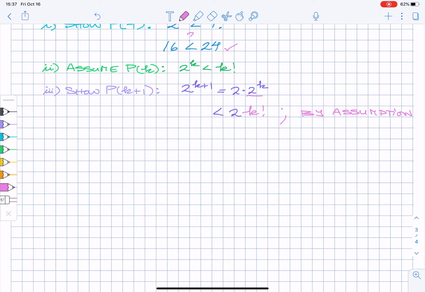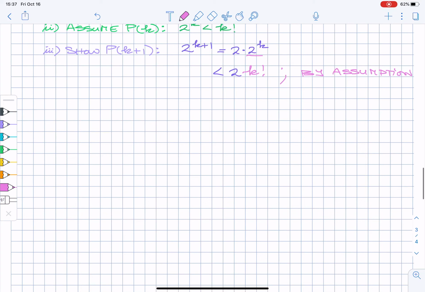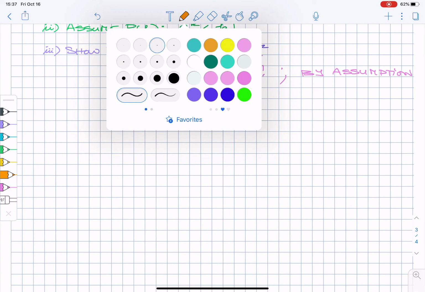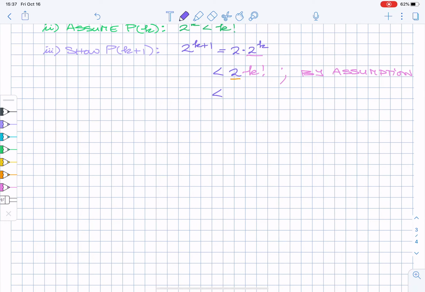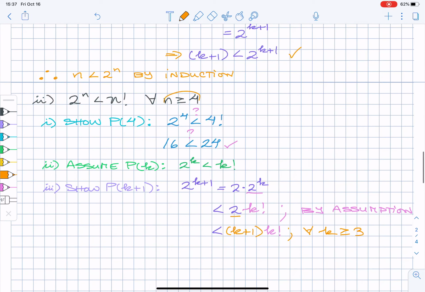And my goal is to get where? So my goal is to get to k plus 1 factorial, right? Okay, well, how does 2 relate to k plus 1? Well, I claim that 2, so let's underline this in orange, 2 is going to be strictly less than k plus 1, and that's for all values of k greater than or equal to 3. But remember, we start at 4, so we're set.